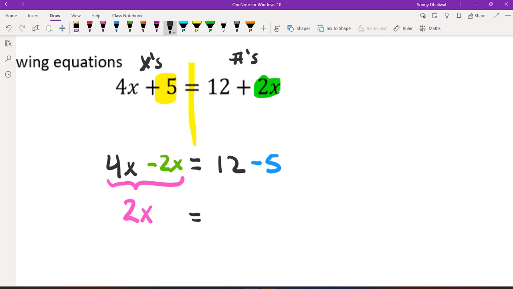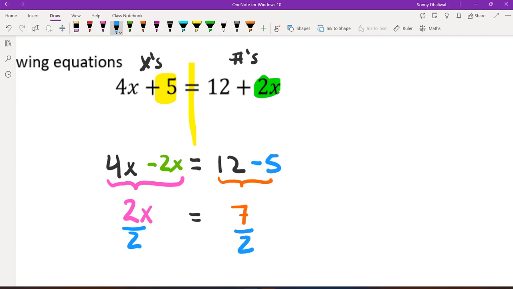What is 12 minus 5 on the other side? 7. Good. Okay, now, are we done? No? Jacob, what do we need to move? Get rid of the 2 by the x, and how do we get rid of it? Divide. Divide by 2. 2 on the top gets canceled out by a 2 on the bottom.